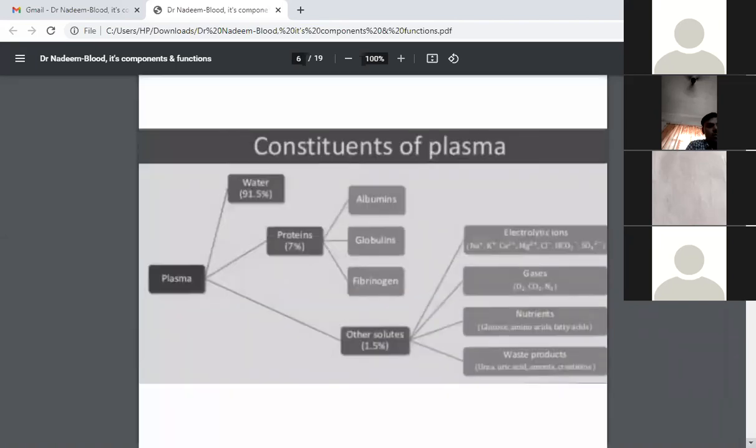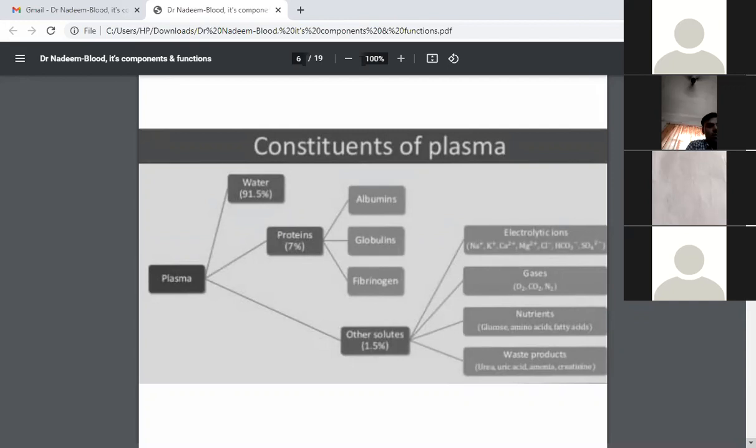We have already learned about the cellular part constituent. What is the constituent of plasma? Most of the constituent, the higher percentage, is water, about 92%. Proteins are a 7% component. These are divided into albumins, globulins, and fibrinogen. Other solutes comprise a very nominal percentage, that is 1.5%.